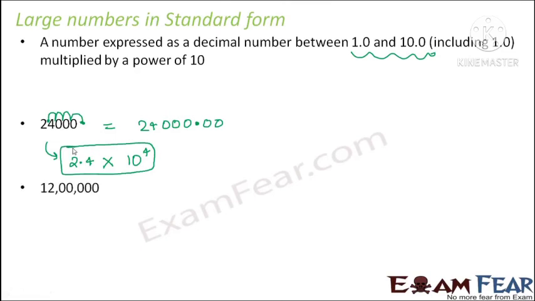Let's look at one more example. Let's say you have 12 lakhs. Where is your decimal point? The decimal point is here. We want to shift this decimal point somewhere such that you get a decimal number between 1 and 10. So obviously you will shift it here so that you get 1.2 and then you multiply it by a power of 10. What would the power be? The power would be equal to the number of jumps that you have taken, that is 1, 2, 3, 4, 5, 6. So this would be 1.2 into 10 to the power 6.